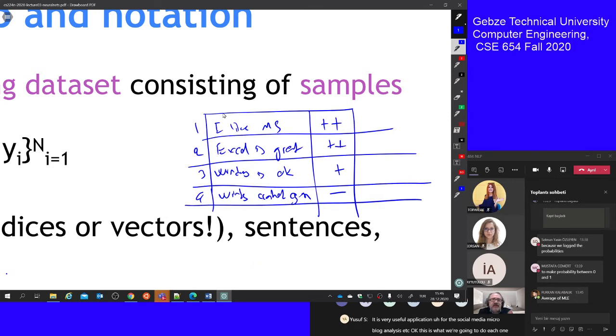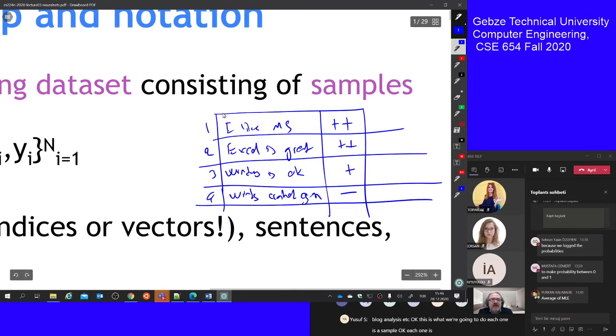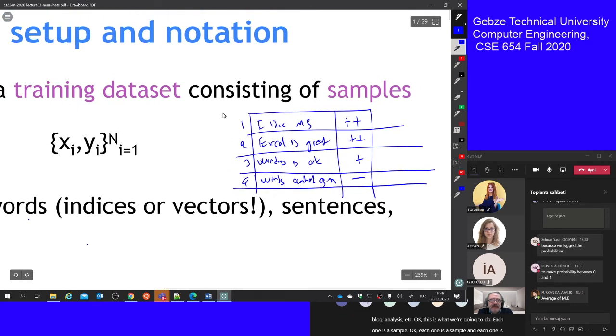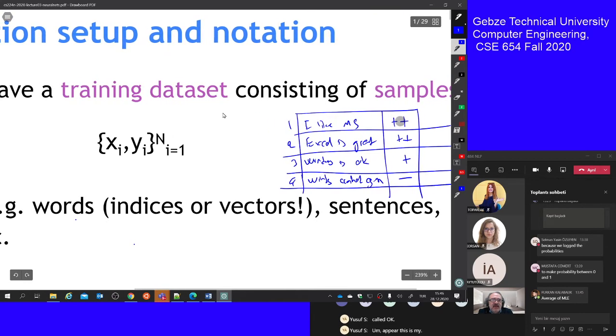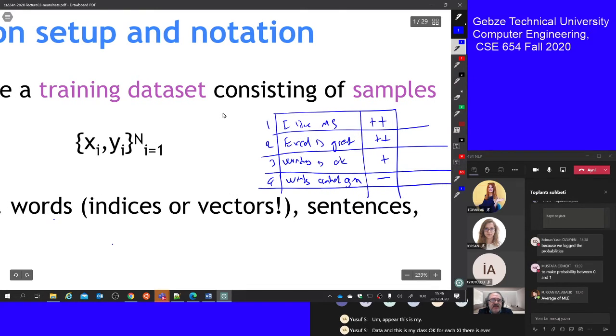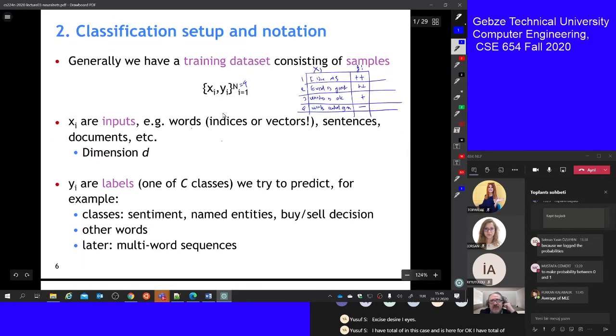Each one is a sample, and each one is called a pair. This is my data and this is my class. Okay, for each xi there is a yi. These are xi's, these are yi's. I have total of, in this case, n is here 4. I have total of 4 samples along with their labels. Yi's are the labels. Okay, xi's are sentences.